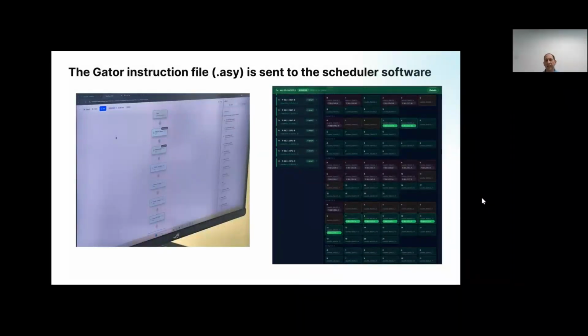Then when all the plates are ready, we can add this run into our scheduling software. The scheduling software is the software that controls the robotic arm in the cell. Our internal software also creates the Gator instruction files that tell the Gator instrument which run it should have, how many probes it should measure, and how many times to dip in each one of the wells.